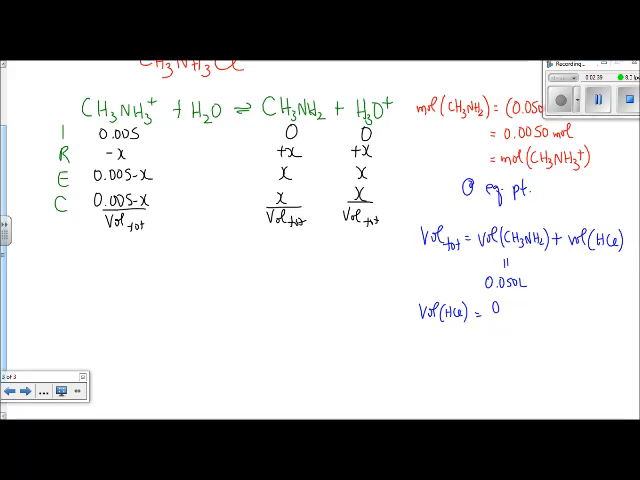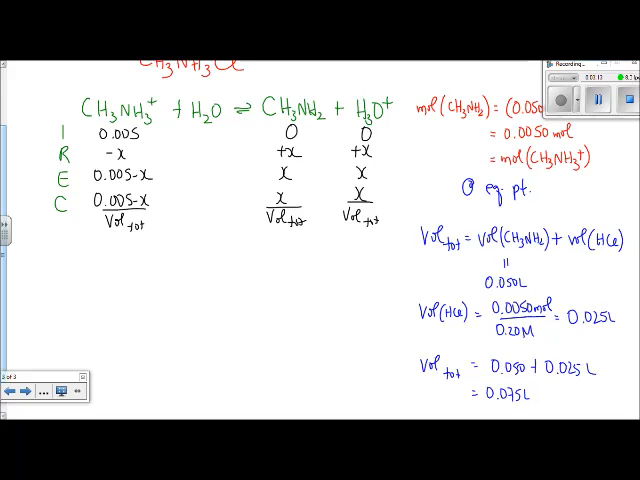That would be equal to the number of moles of HCl required to get to the equivalence point, 0.005 moles. We divide by the molarity of HCl, which would be 0.2, giving us a volume of 0.025 liters, or 25 milliliters. So that total volume now, the sum of those two volumes, 50 milliliters and 25 milliliters, is a total of 75 milliliters, or 0.075 liters.